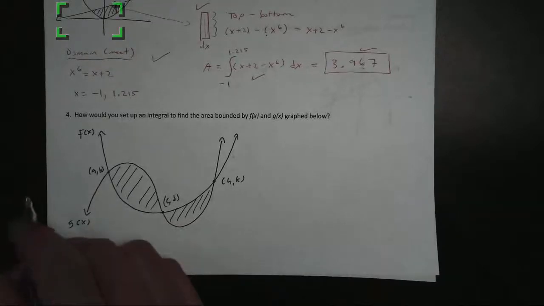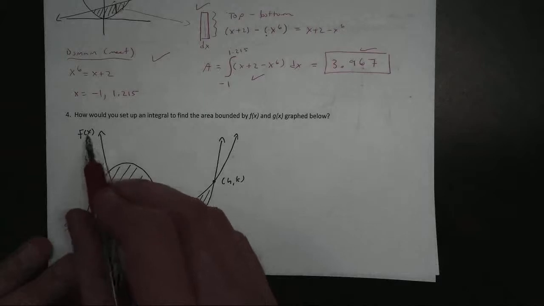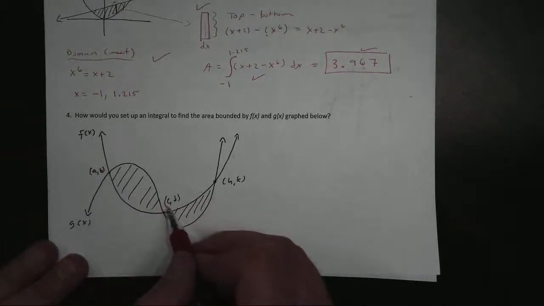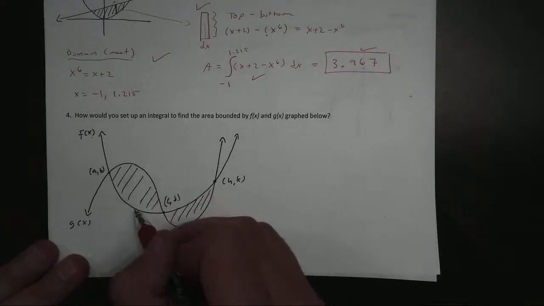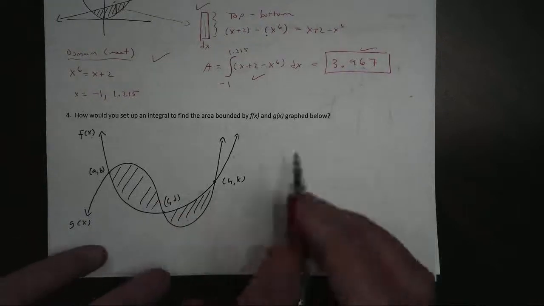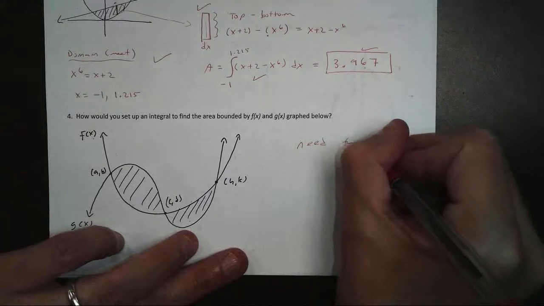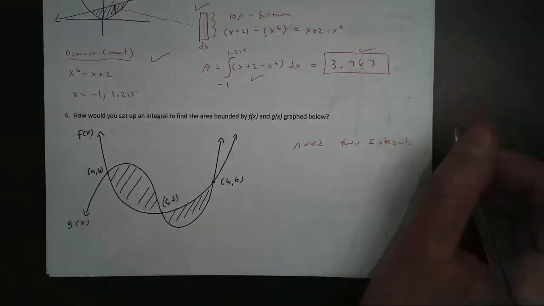I call this the Sunglass Problem. Now if you notice right here, we have two functions, f of x and g of x, but they intersect each other, but they also, look what happens here, they switch to top and bottom. So because the top and bottom switch, we actually have to make two integrals. So for this one, we will need two integrals, and it's not hard to do.